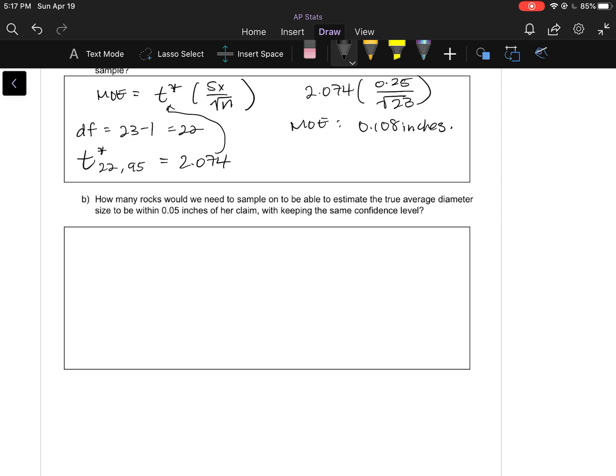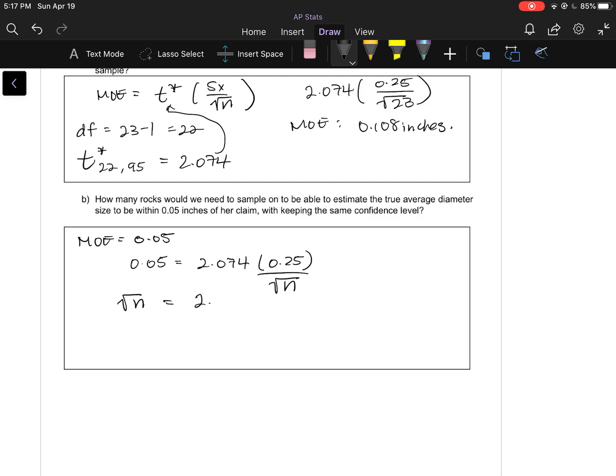How many rocks would you need to sample to be able to estimate the true average diameter size to be within 0.05 inches of her claim, keeping the same confidence level? So we want our margin of error to be 0.05, and we're keeping everything the same except for n. So we have 0.05 equals 2.074 times 0.25 divided by the square root of n.